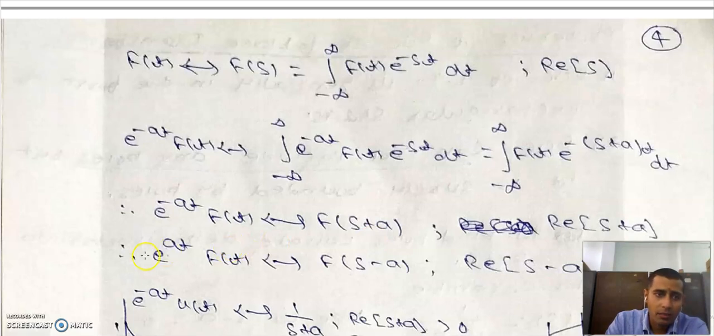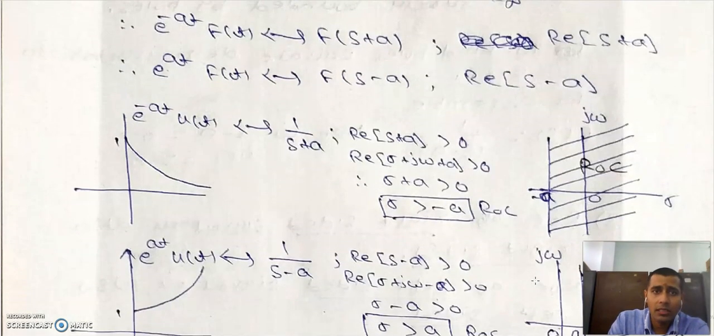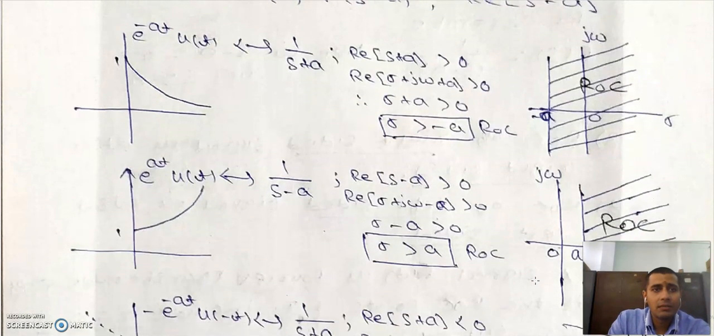Similarly, for e to the power at f(t), if it is minus then it is plus, and if it is plus then it is minus. It is F(s minus a), and the ROC is the real part of s minus a. From now we will consider three or four examples. From this one we can see that e to the power minus at u(t), there should be no confusion, at least in plotting this graph.